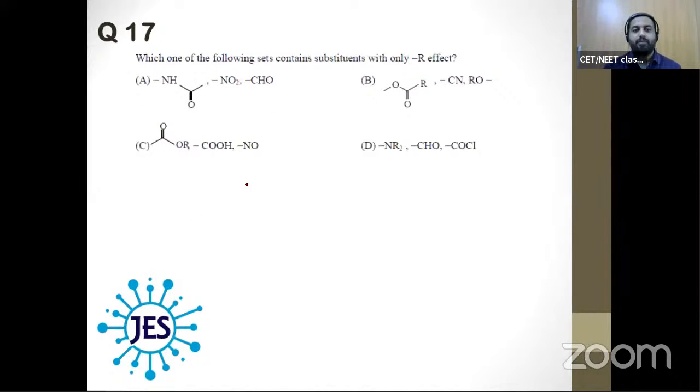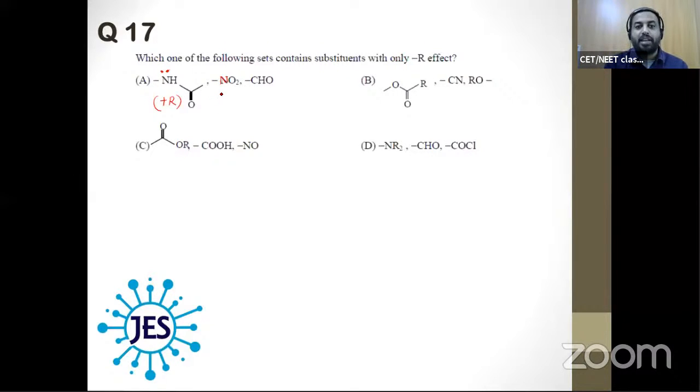Option A. In option A, first one, see, nitrogen, which is attached to the conjugated system, has a lone pair. Let me repeat it. Please recollect: a group in which the atom directly attached to the conjugated system has one or more lone pairs is plus R. So this is plus R. At the same time, if an atom attached to the conjugated system is in turn attached to another electronegative atom by a multiple bond, it becomes minus R.